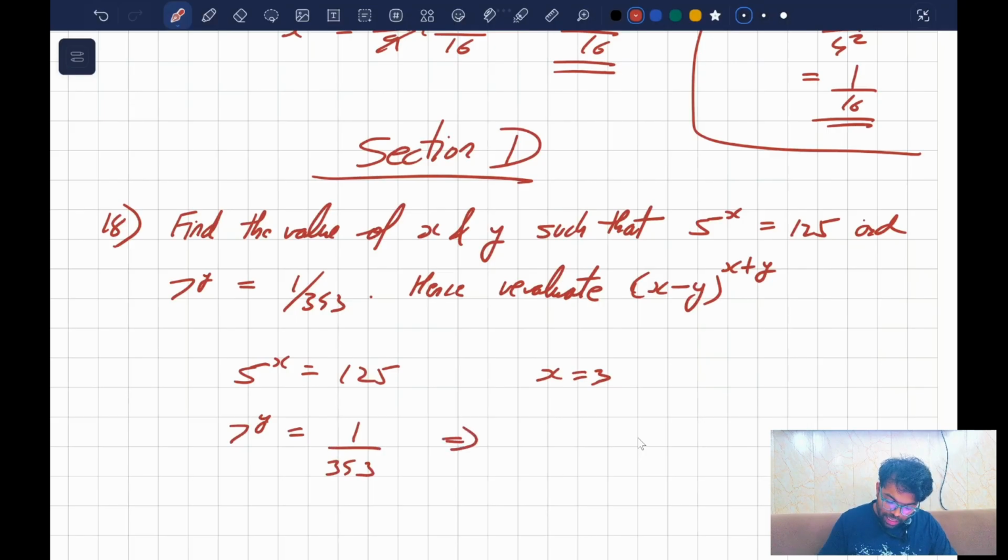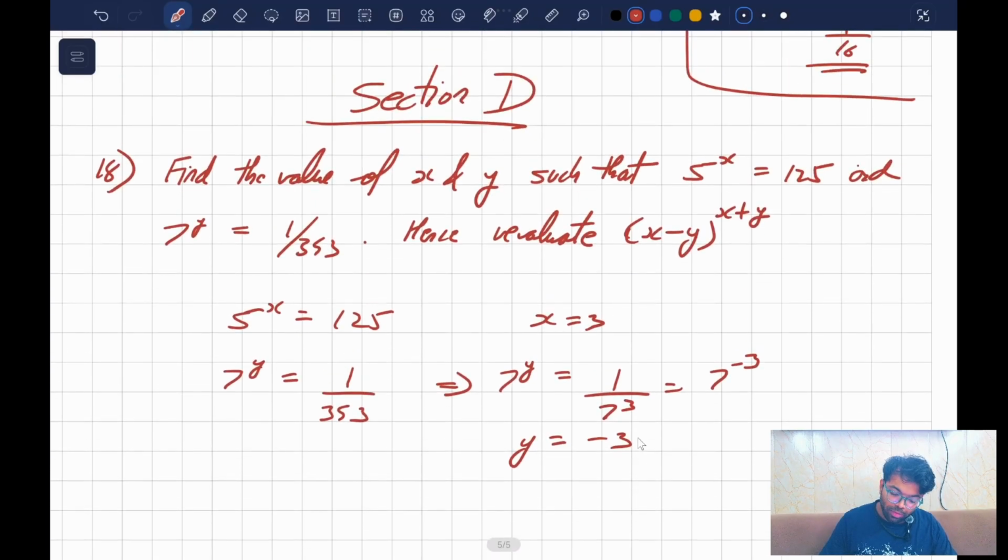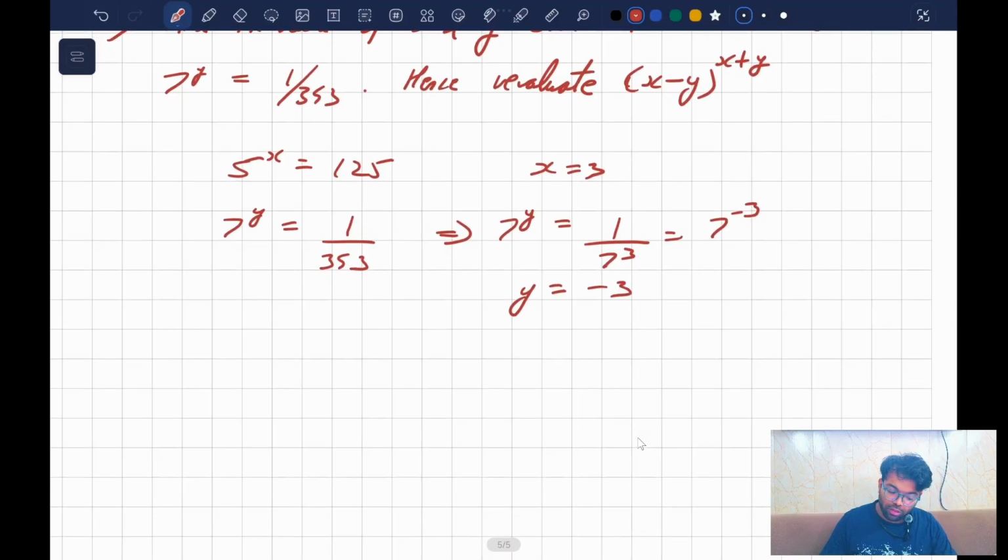No, write it like this, go in a sequence. 7 to the power of y is equal to 1 upon 7 cubed, which is equal to 7 to the power of minus 3. You have to show your work. So what will the value of y be? Minus 3. Okay. You were asked x minus y the whole to the power of x plus y. We know x is 3 and y is minus 3.